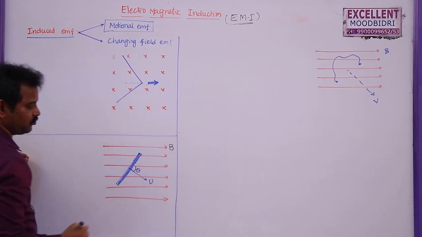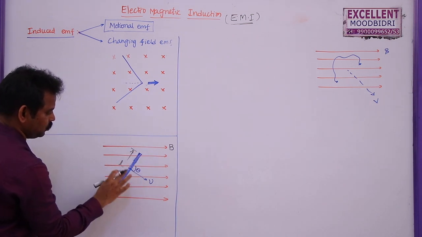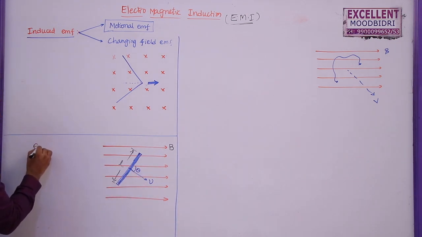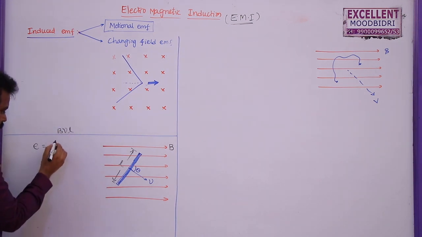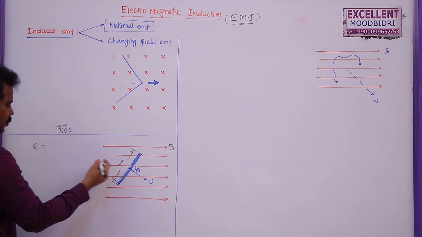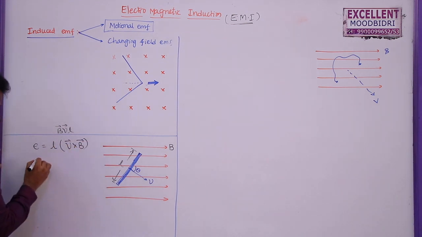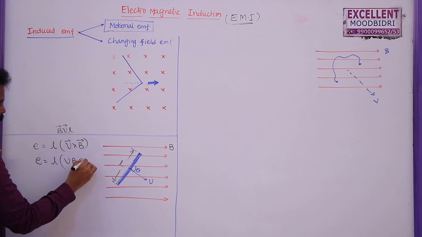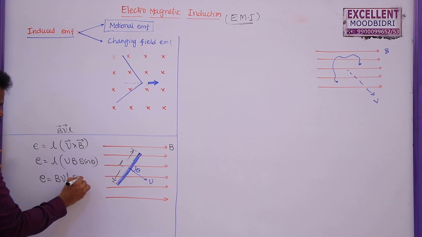The magnetic field induction is B. A rod of length L is moved through the field at an angle theta with the field. So what is the EMF induced in this one? Generally we write BVL. Here the magnetic field is a vector, velocity is a vector, and L is the length of this conductor. So L into V cross B. So you can write E is equal to L into V cross B, which is VB sin theta. So the EMF induced is given by BVL sin theta.